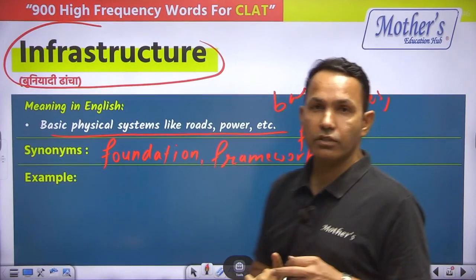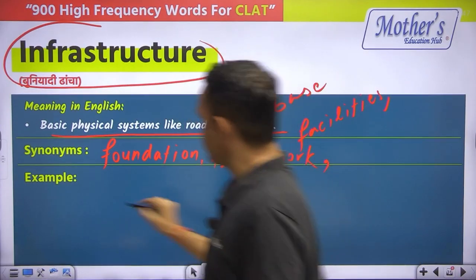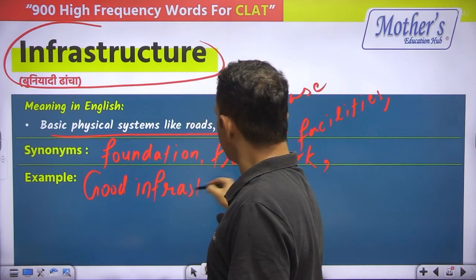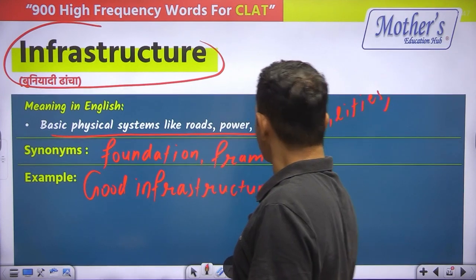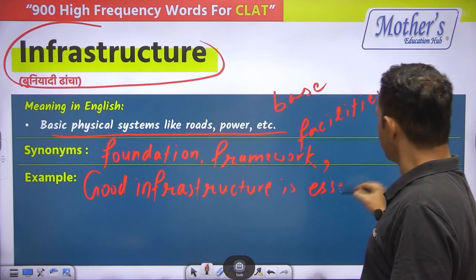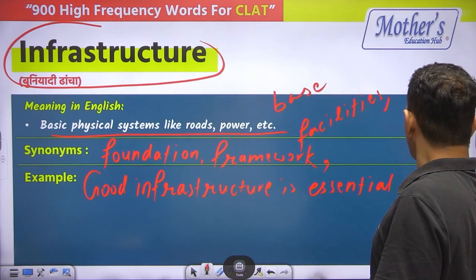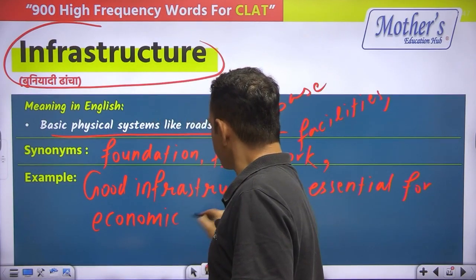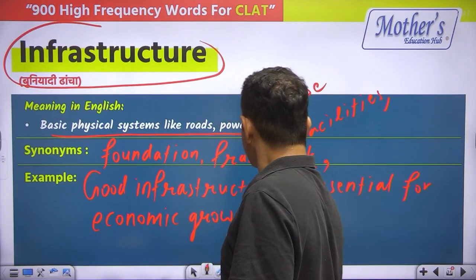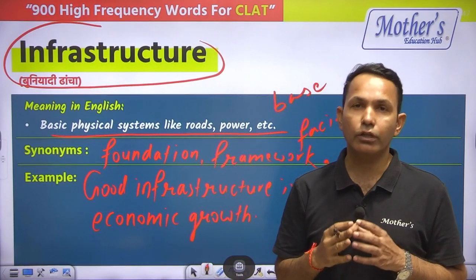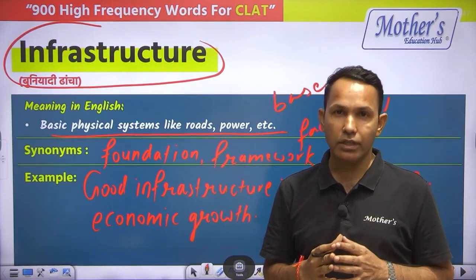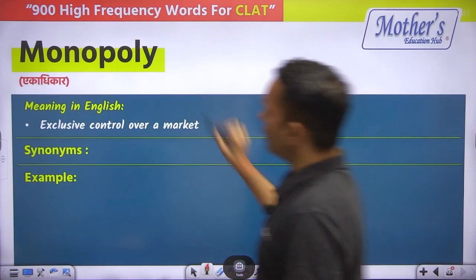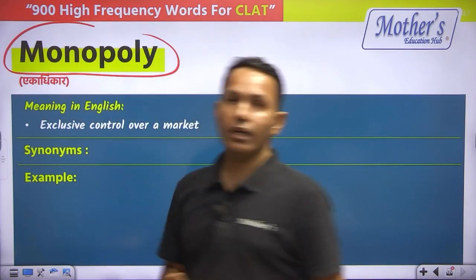A good infrastructure is essential for economic growth. Good infrastructure is essential for economic growth. So that was the word infrastructure, a common economic term. Let's move on to the next word. Our next word is monopoly. This is the last word of this set.